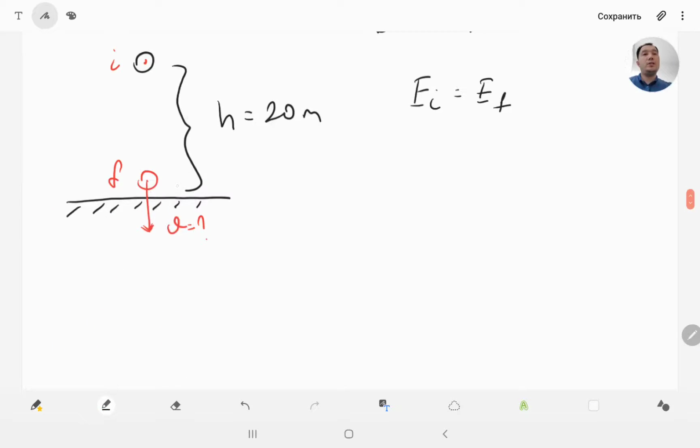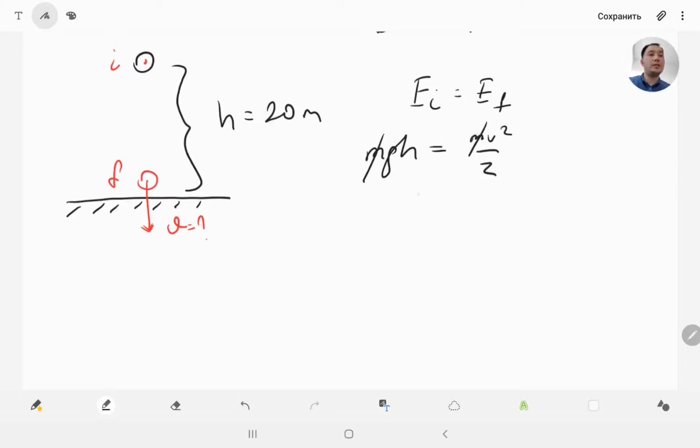So what is the initial energy? Initially it was at a certain height, so there was a potential energy. No kinetic energy because no velocity at the beginning. Now, when at the final point height becomes 0, no potential energy, but it has a kinetic energy. So we need to write kinetic energy, mv squared over 2.